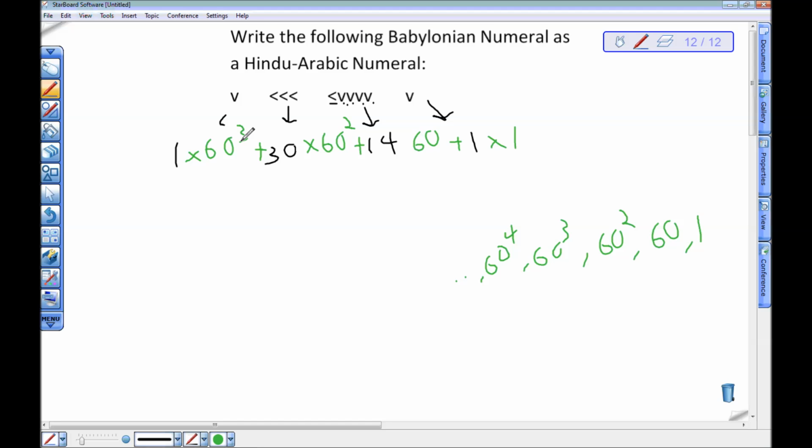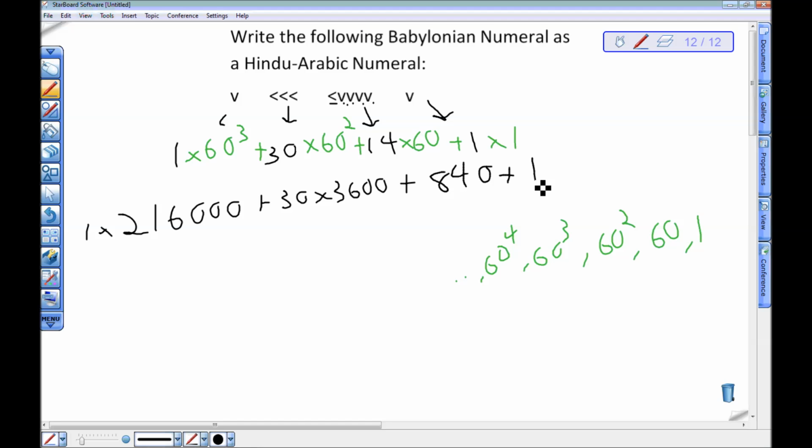Okay, so 60 cubed is 216,000. I'll have 1 times that. 60 squared is 3,600. Oops, I missed a times here. It should be 14 times 60. 14 times 60 is 840. Darn colors. And 1 times 1 is 1. Great.